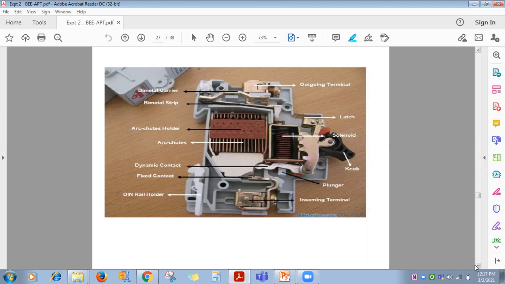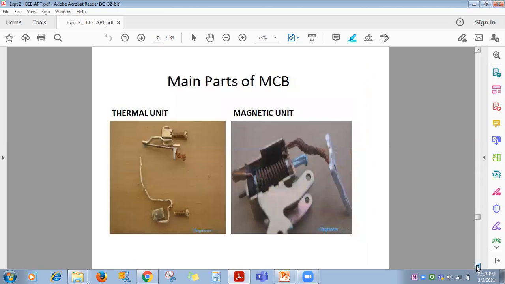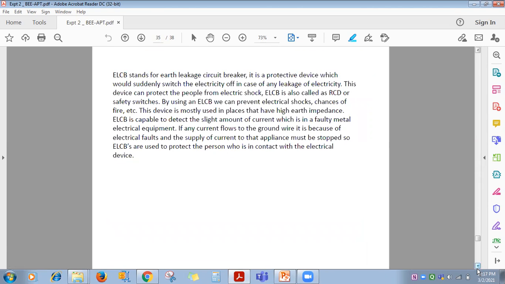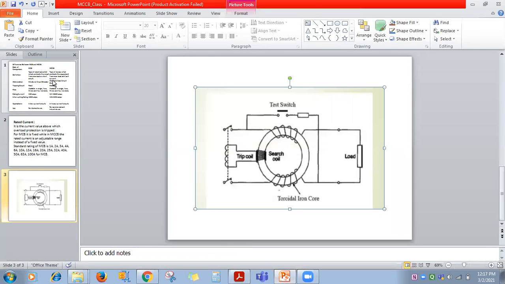So this is about the MCB. In case of overload and short circuit, it makes the circuit open. Okay, now we'll show you a video for the MCB, how it works. Before that, we'll tell you about the ELCB, the earth leakage circuit breaker, which is also there.